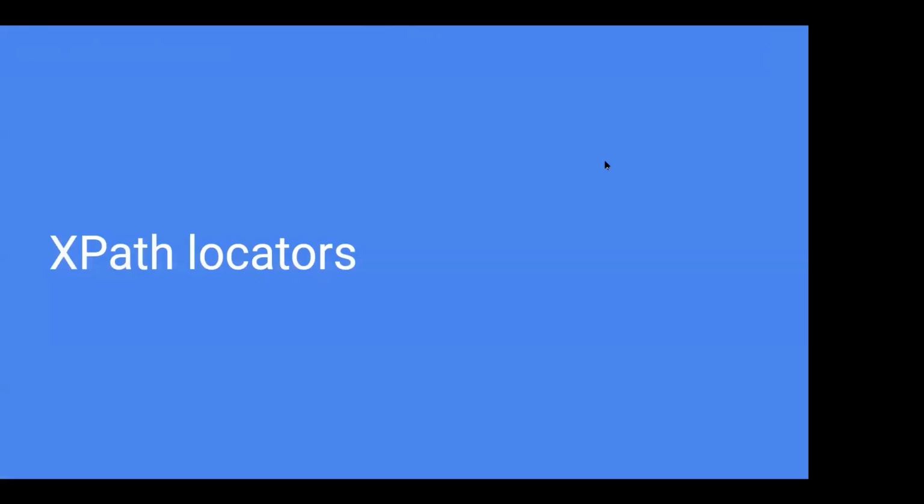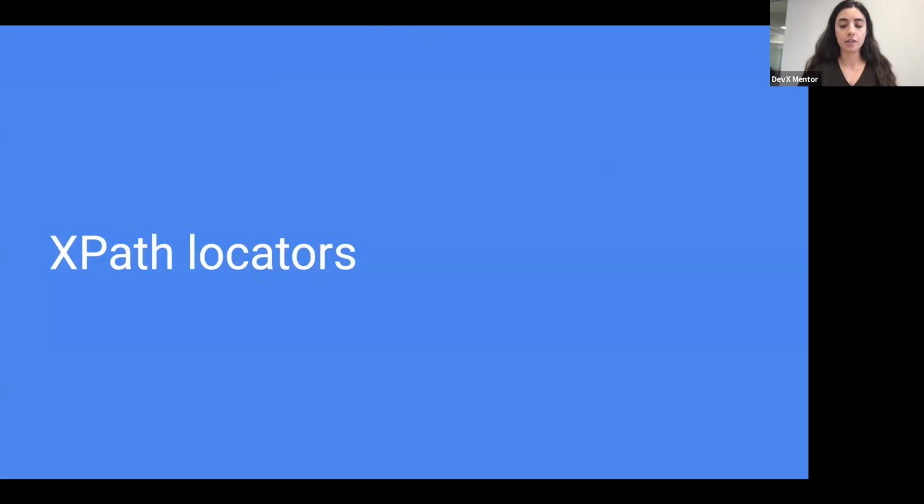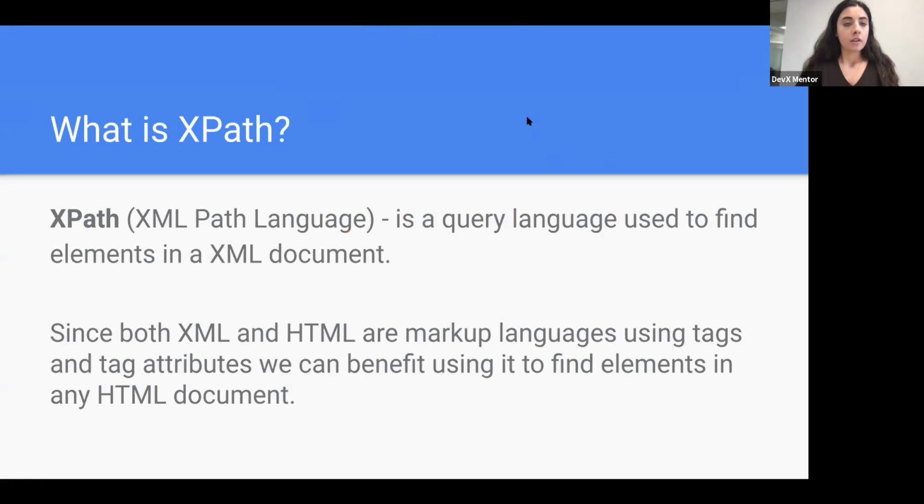I'm gonna start with XPath locators first. So what is XPath? It's XML Path Language. It is a query language used to find elements in XML documents. Since both XML and HTML are markup languages, using tags and tag attributes, we can benefit from using it to find elements in any HTML documents.